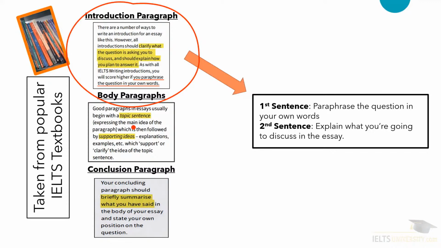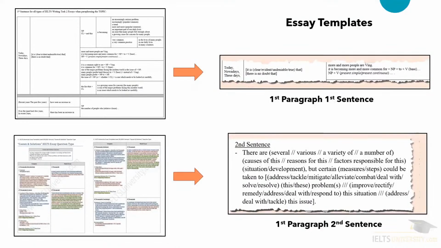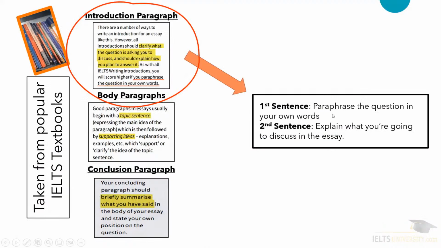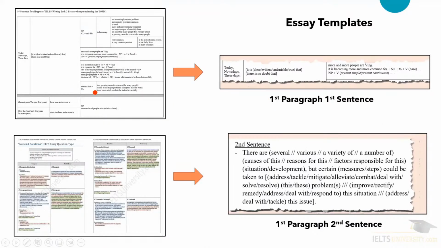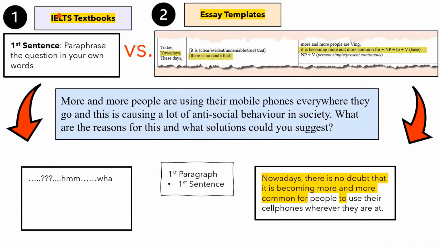So again, this is what IELTS textbooks tell you. Okay, basically what they're saying for the introduction paragraph is you paraphrase the question in your own words, and then you explain what you're going to discuss in the essay. 2 sentences, okay? Now, the templates I give my students, this is basically much more detailed, with many more words and phrases. I don't just give you general guidelines like that. No, I give you a lot of details, a lot of words and phrases, and explain how to use them. We're just going to use this part, okay? It's taken from here. So if you are going by IELTS textbooks, this is what's going to happen. You're just going to paraphrase the question in your own words, okay? You're going to do it by yourself, right?